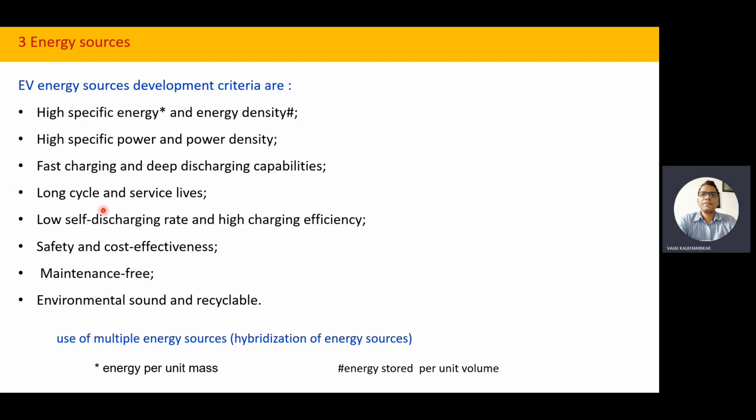Then next is long cycle and service lives. As discussed, it should provide long charge-discharge cycles for long distance. Once you charge, it should provide the power for a long time. So it's a discharging cycle. Also, the life should be longer, so that replacement should not be frequent for any energy source. Another is low self-discharging rate, and high charging efficiency.